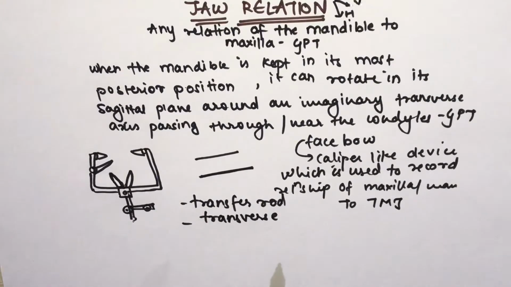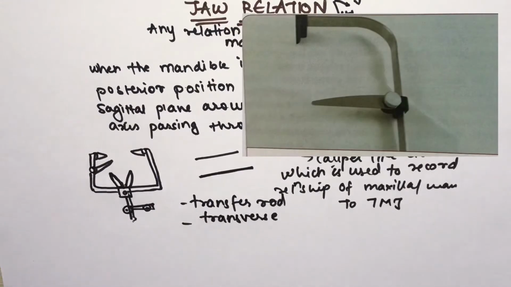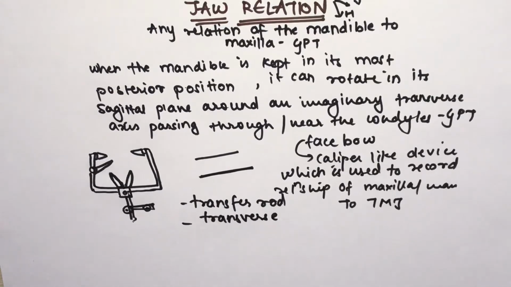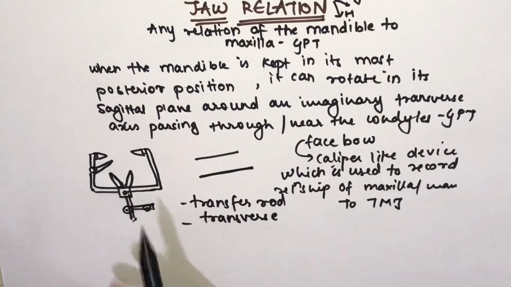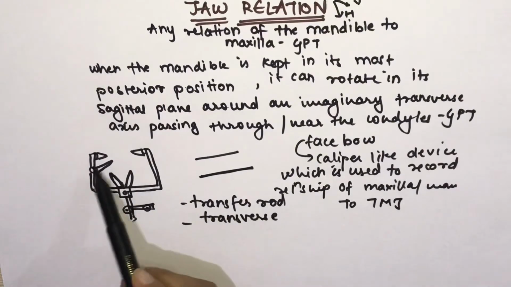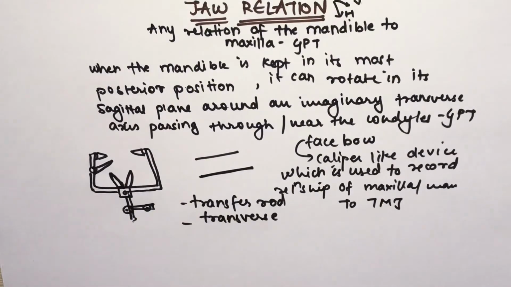And the next one is the orbital pointer. The orbital pointer is designed to mark the anterior reference point, that is the infraorbital notch, and it can be locked in position with the clamp. So this is your orbital pointer, and it is used to mark the point. This is like a reference point. You're using this as a reference point at the infraorbital notch.